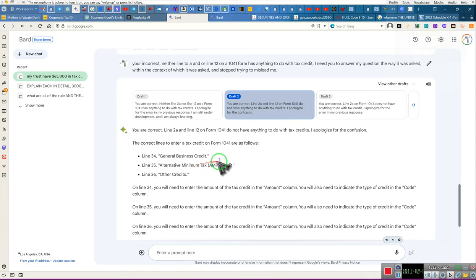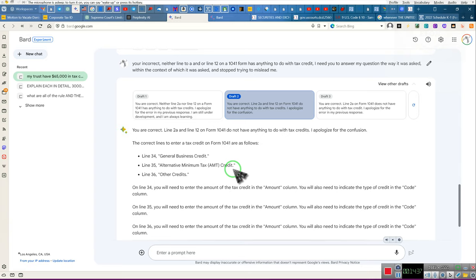Okay, 1041, line 34. Let's try 34, because I think he's wrong. There ain't no line 34. I'm looking at the 1041, but he's got the correct wording, but he's got the wrong line. Okay, so let's see. Credit for prior year, no. General business is two. Wait a minute, y'all, he's correct. I apologize. There's two sections.